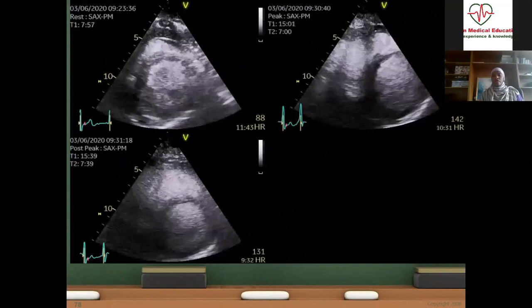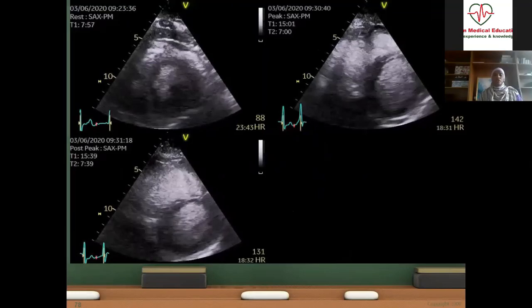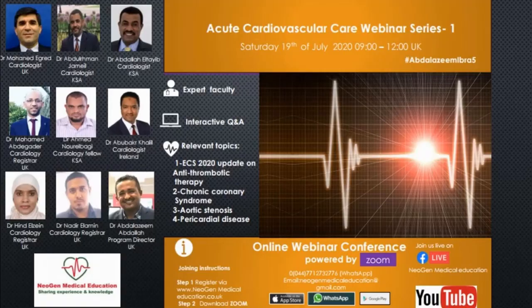This patient was strongly positive with ECG changes during the exercise stress test, and he was referred for urgent surgery. He underwent a three-vessel disease graft. I don't have details for that, but he was referred urgently to the tertiary center, and he had triple bypass surgery.